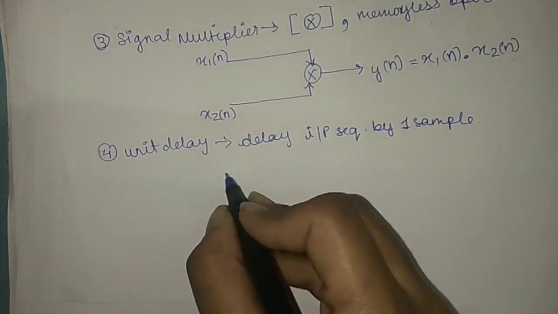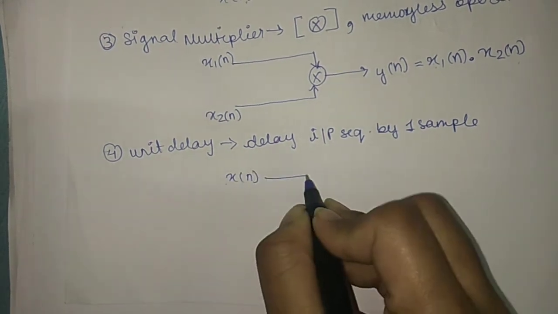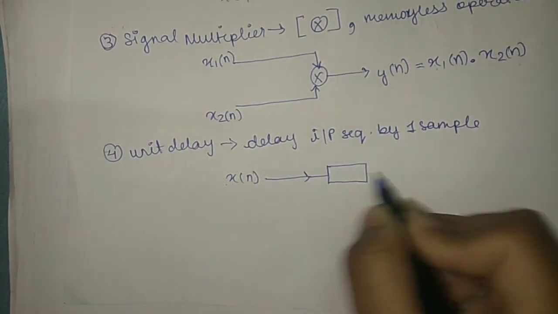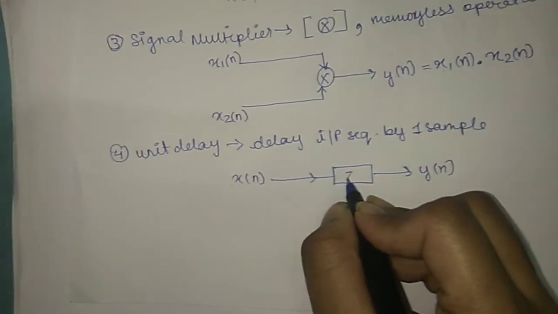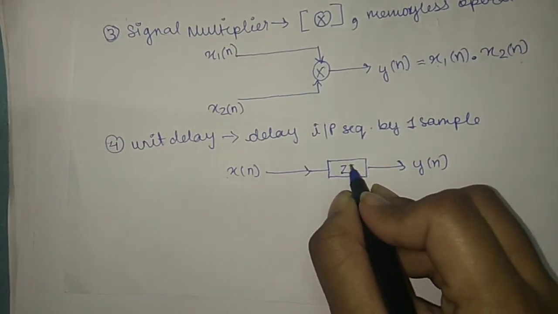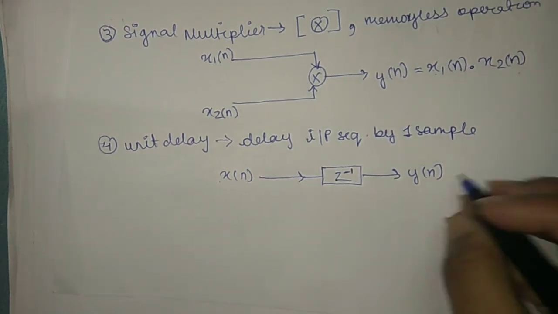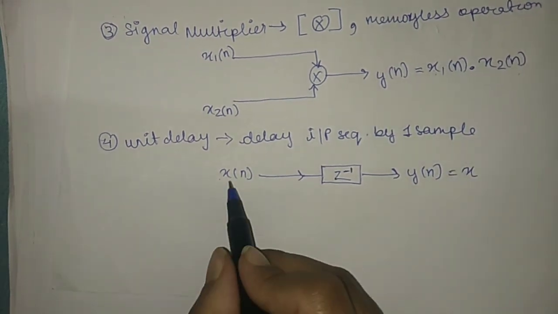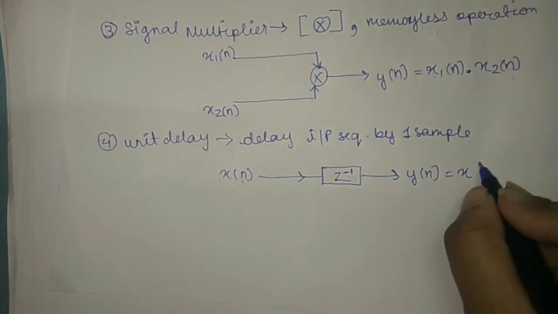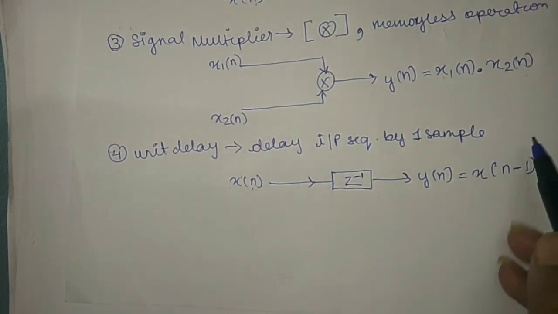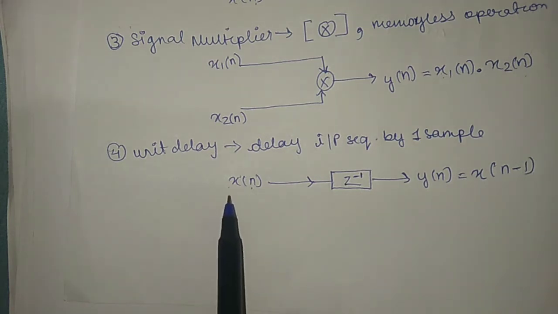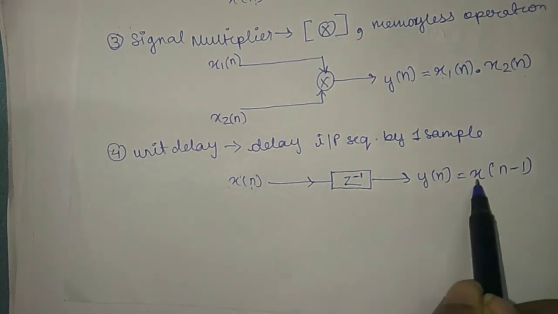So here is the block diagram. x of n is the input signal. Here is the block, and here is the output. If the input signal is x of n, then it will be delayed by one sample, so it would be n minus 1. The input sequence is x of n, and the delayed version is x of n minus 1.